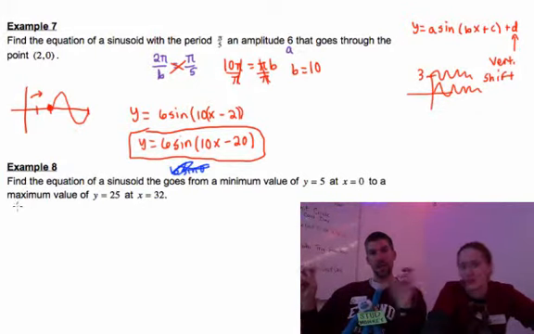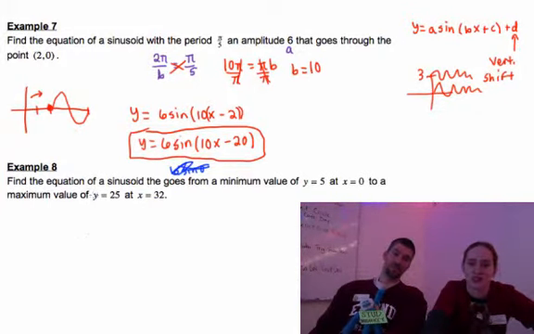Find the equation on example 8 of a sinusoid that goes from a minimum value of y equals 5 at x equals 0 to a maximum value of y equals 25 at x equals 32.